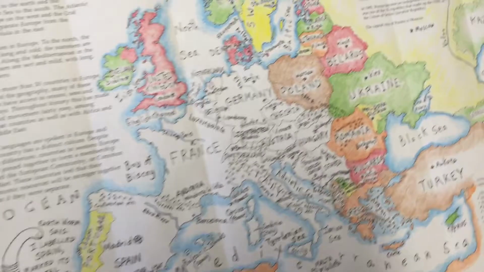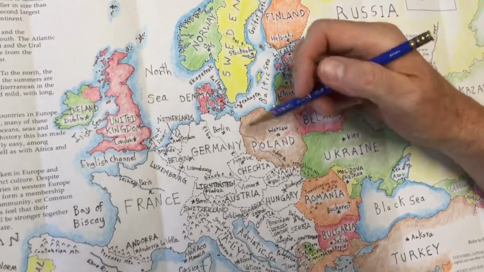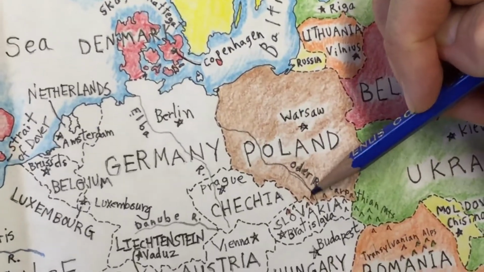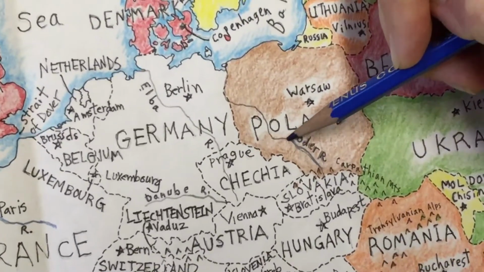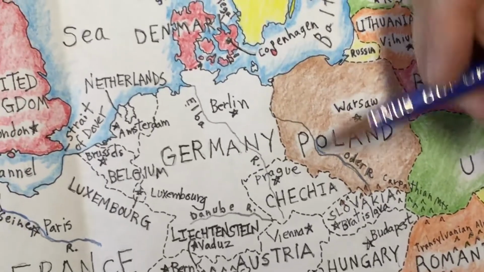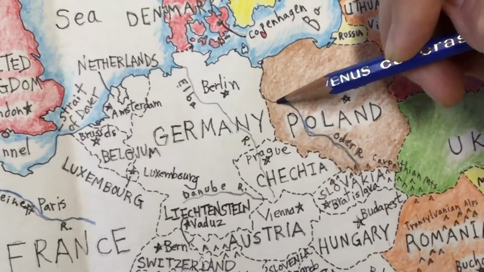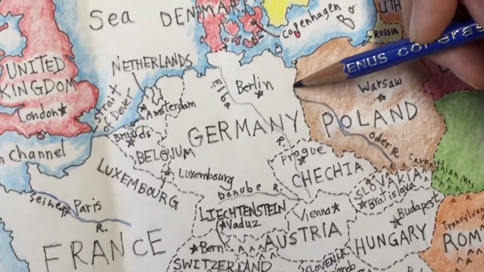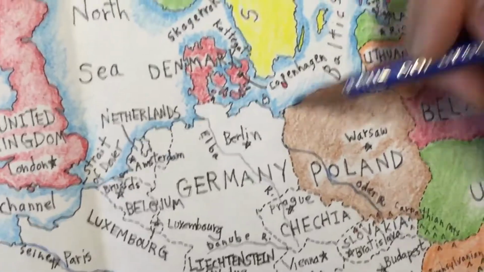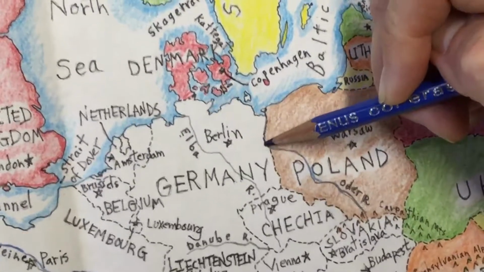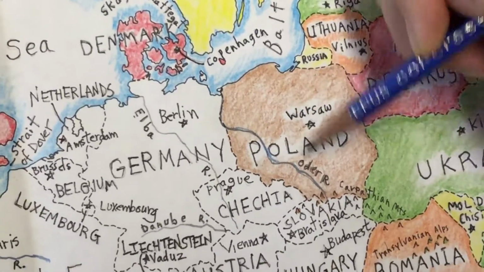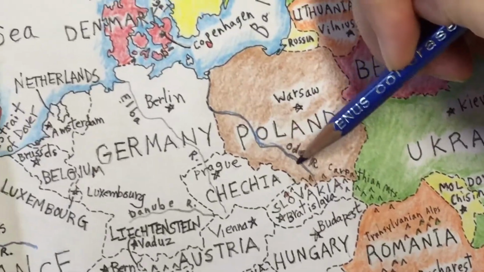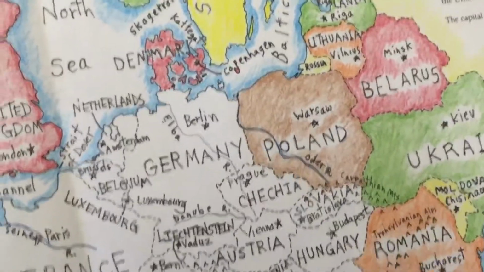Okay, the Oder River is mostly in Poland. It starts right about here. Goes right up through western Poland. It eventually joins the border between Poland and Germany, and then flows into the Baltic Sea. So that's the O-D-E-R River, Oder. All right, let's check that one off.